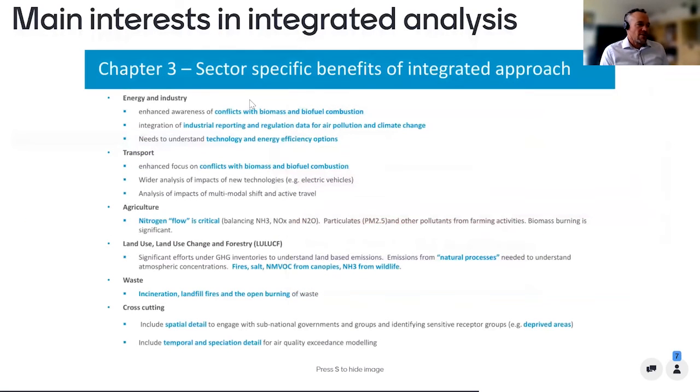And in this chapter 3, we look at the standard sector analysis, energy and industry. So trying to figure out ways of analyzing and managing data that deal with this conflict of biomass as a solution, biomass as a problem.